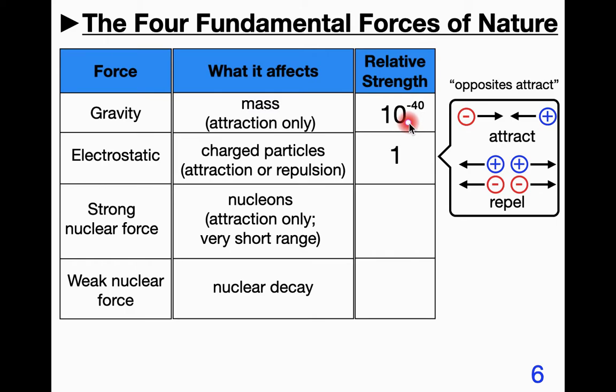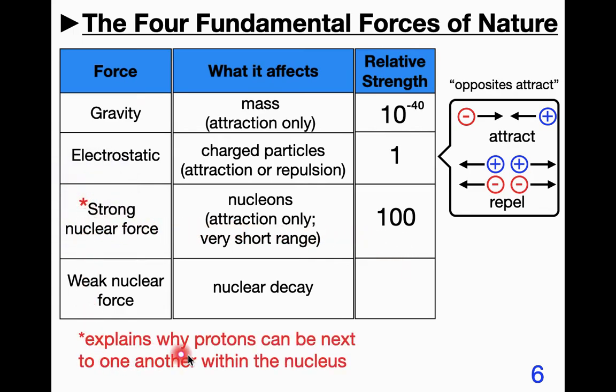But if we were to look at the 4 forces, it is the weakest by far. And then the strong nuclear force is about 100 times greater than the electrostatic force. Okay. Now, the strong nuclear force explains why protons can be next to one another within a nucleus. Remember that protons are positively charged. So if you ever stop to think about it, why would they be next to each other inside the nucleus?